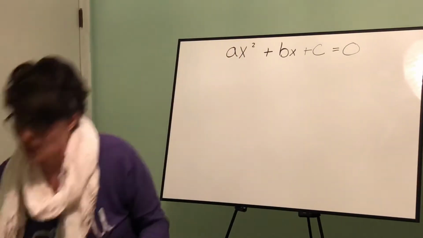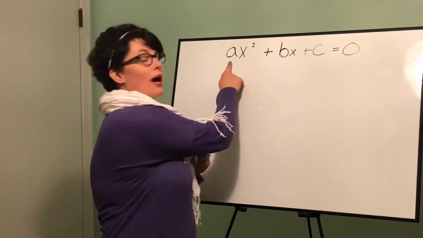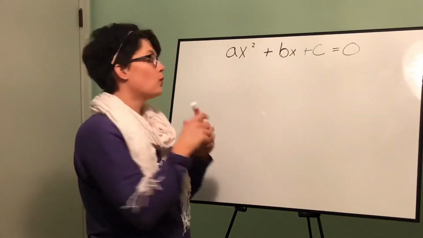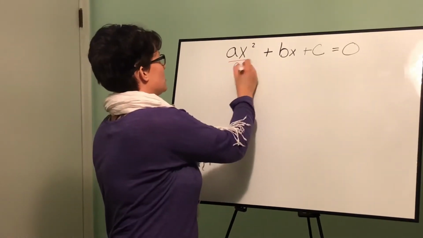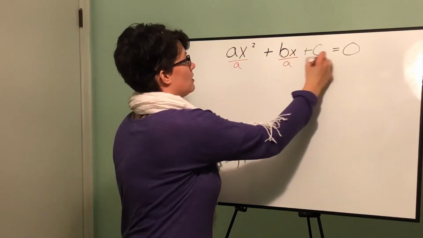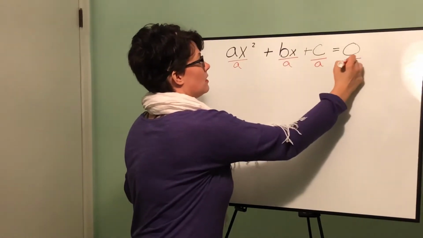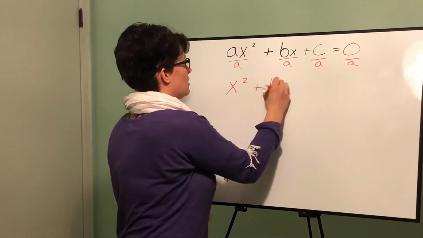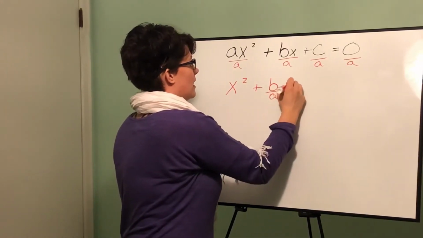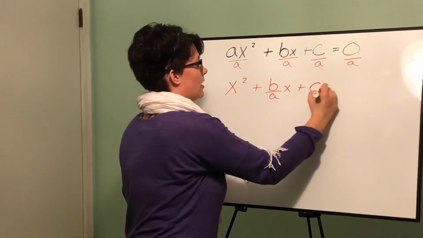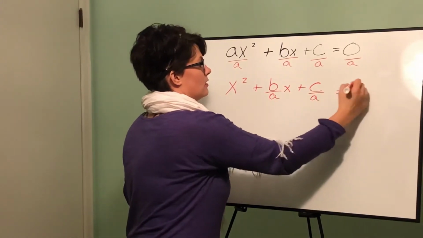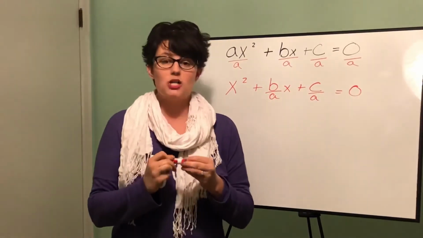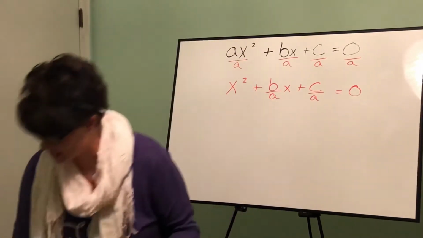The first thing we want to do is, since we do have a coefficient in front of x squared, we want to divide everything by that coefficient. So this would give us x squared plus b over a x plus c over a equals 0. Then we can start with the actual completing the square process.